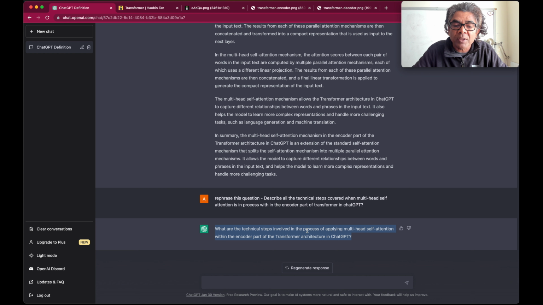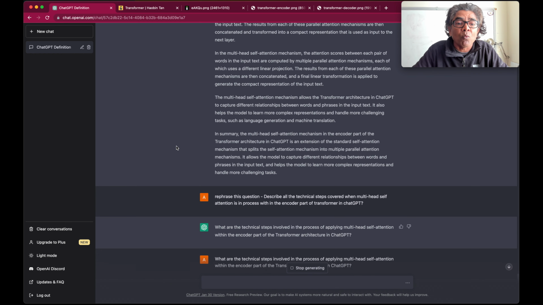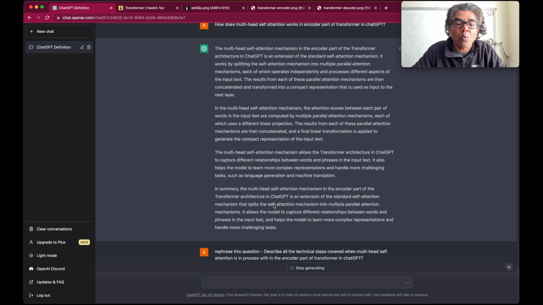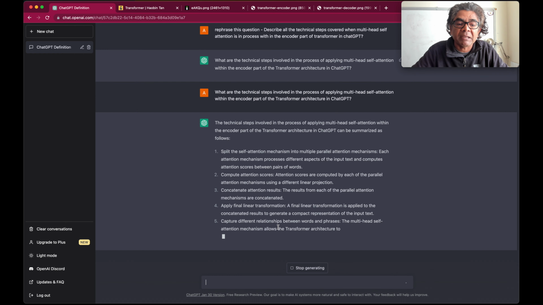What are the technical steps involved in the process of applying multi-head self-attention within the encoder part of the transformer architecture in GPT? Much more clear than the previous one, which was very convoluted. That was a subjective kind of answer, but I really wanted to understand in steps, with more technical details.